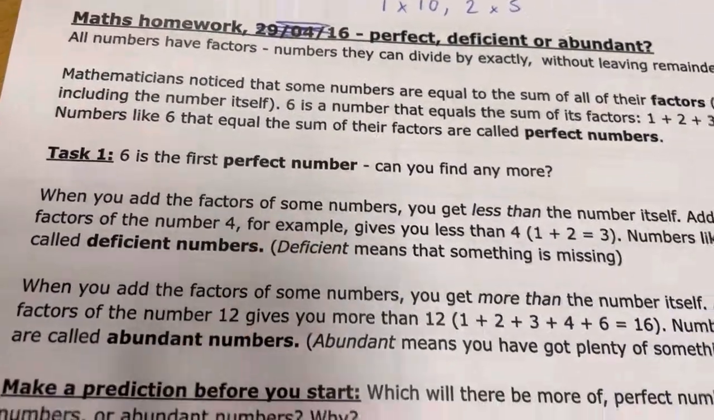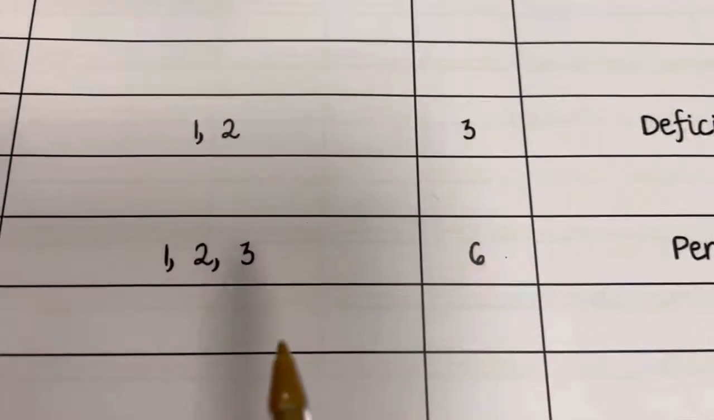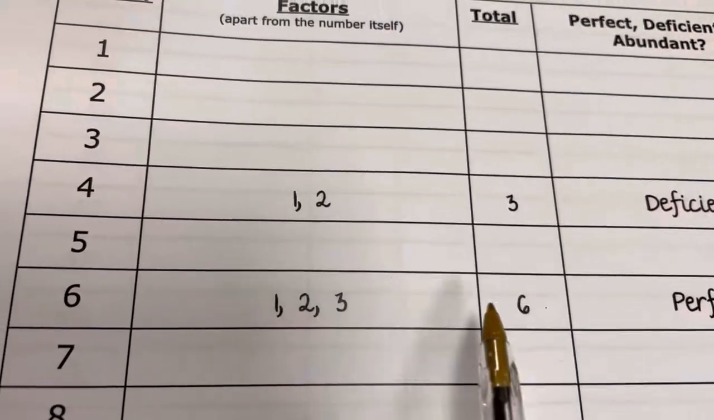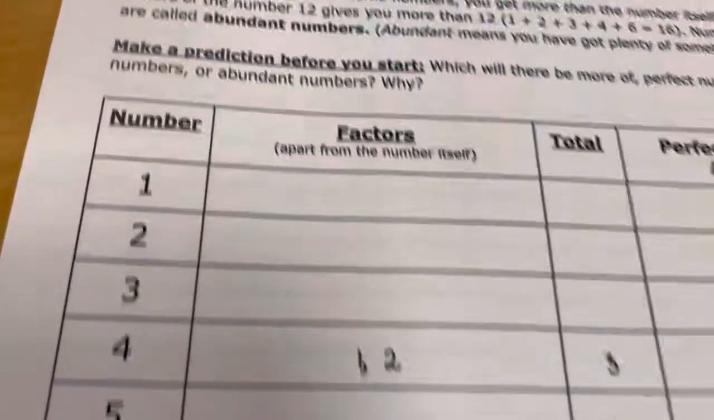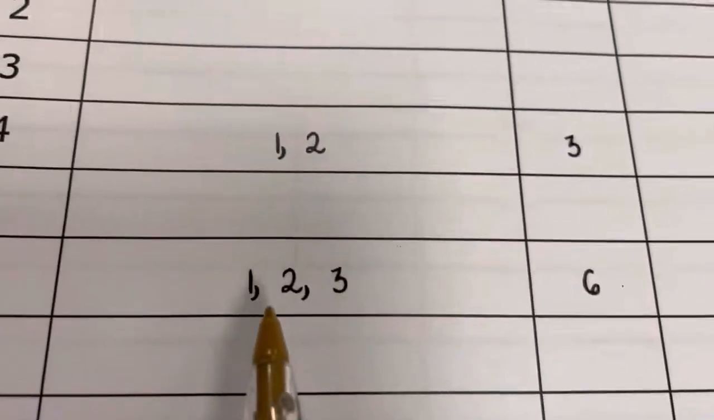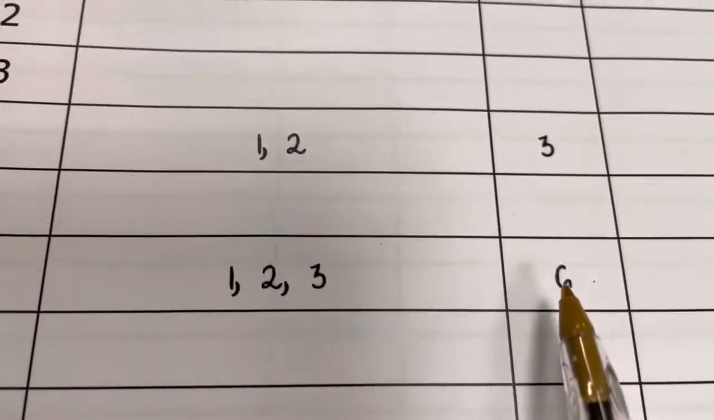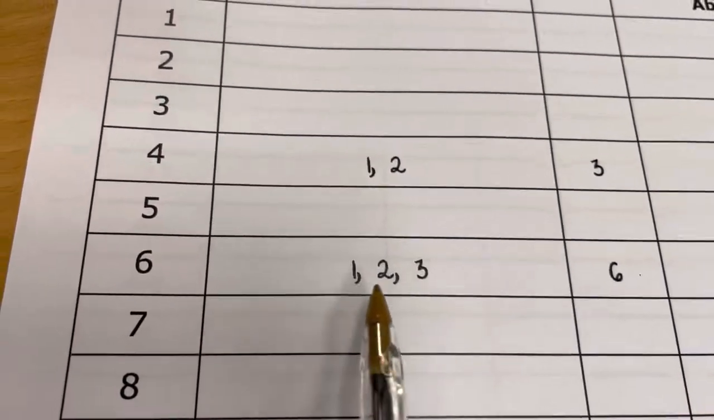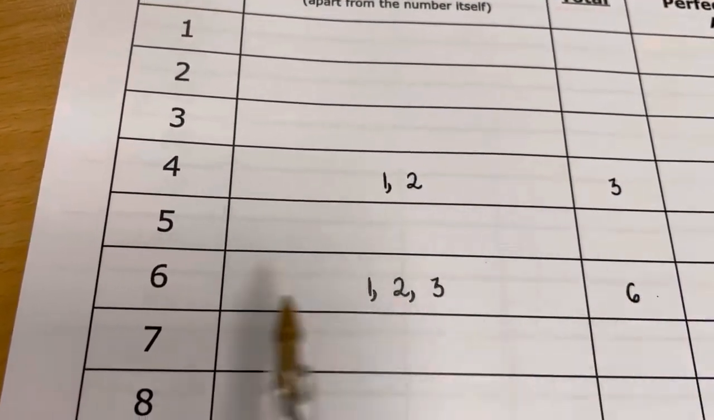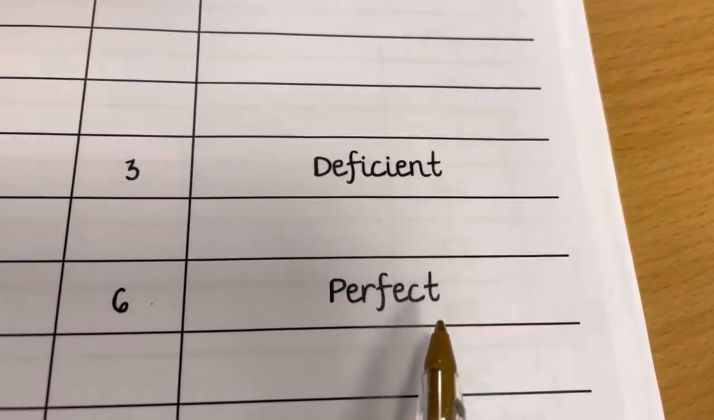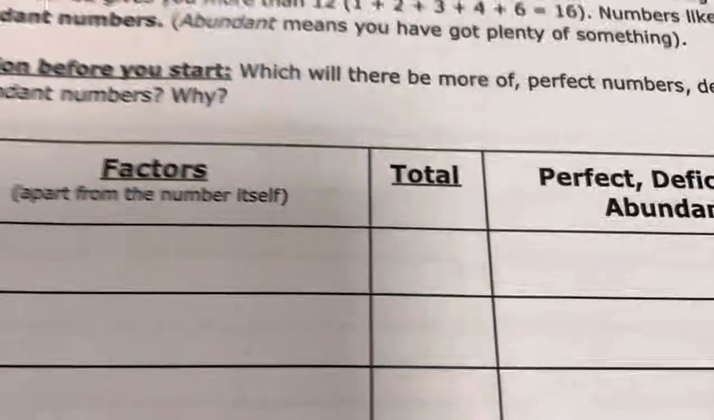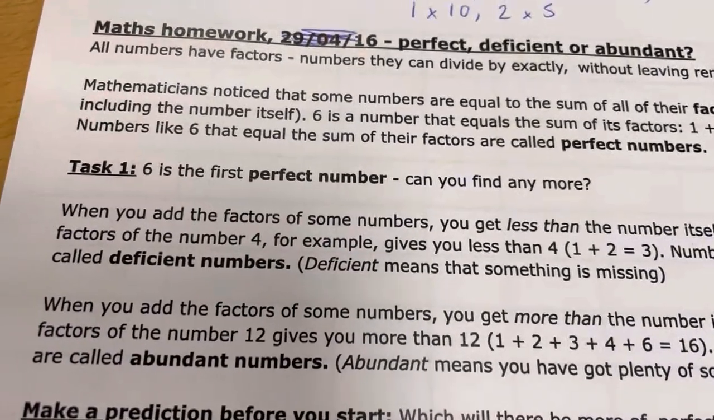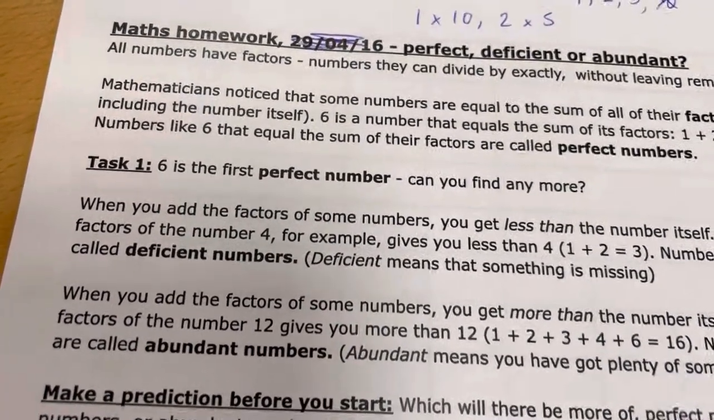6 is an example of this. If you look at 6, the factors of 6 are 1 times 6 and 2 times 3. So apart from the number itself, that is 1, 2, and 3. Add them together, you get 6. So where the factors add up to make the number, that is called a perfect number. Now, the task is, can you find any more?